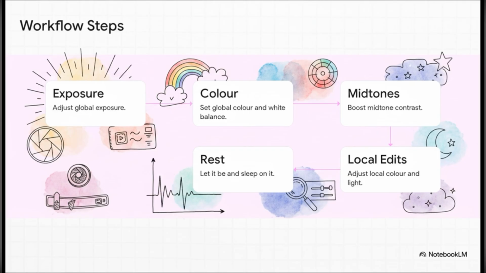Step 1 is global exposure. Step 2 is global color, making sure that white balance we talked about is absolutely perfect. Step 3 is boosting midtone contrast. Only then do you move to Step 4, local color, where you make delicate tweaks to specific parts of the image. And Step 5, let it be.